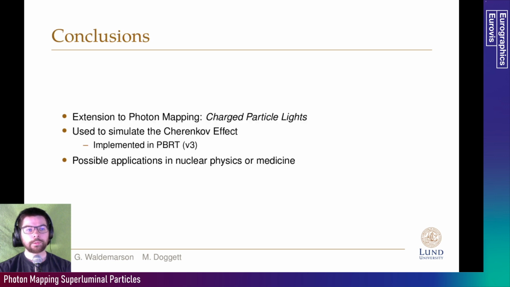Finally, to conclude, in this work, we created a small extension to the photon mapping algorithm that allows us to visualize a phenomenon from nuclear physics that typically only occurs under very specific circumstances, namely the Cherenkov effect. This was implemented in the well-known physically based renderer PBRT, where we were able to produce convincing images of the effect, albeit without volumetric effects.